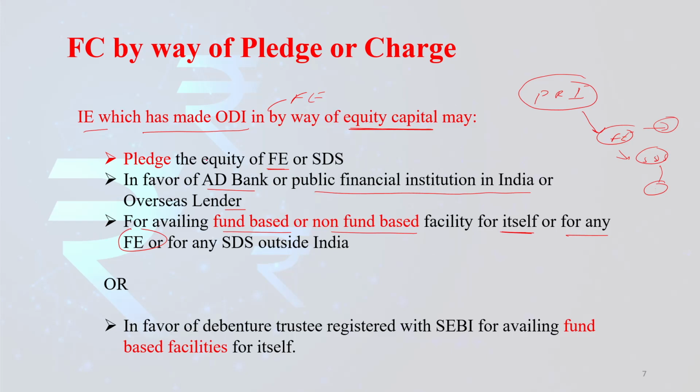Or the other option is in favor of a debenture trustee registered with SEBI for availing a fund-based facility for itself. The above scenario was for a fund-based or non-fund-based facility availed by this PRI, foreign entity or step-down subsidiary. But if the facility is availed by the PRI itself, then this pledge can be in favor of a debenture trustee registered with SEBI for availing a fund-based facility. In that case, the last condition is applicable when the facility is availed by the PRI.